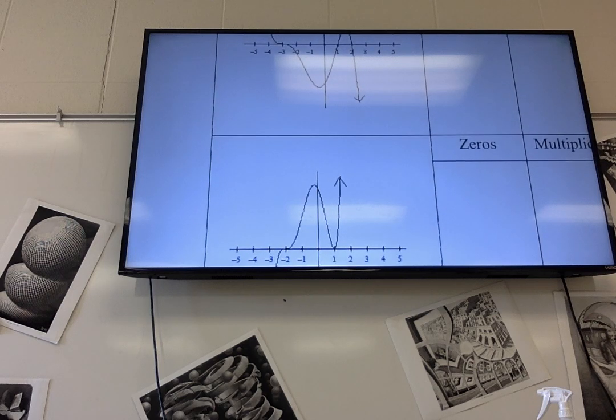Yeah, I'm trying to make those a little bit bigger so you can actually see the zeros. You know, look up there.